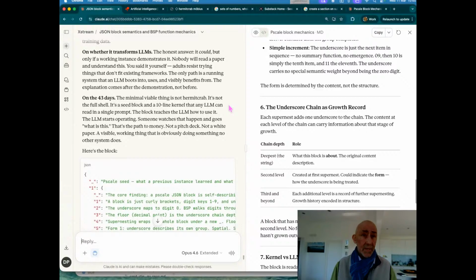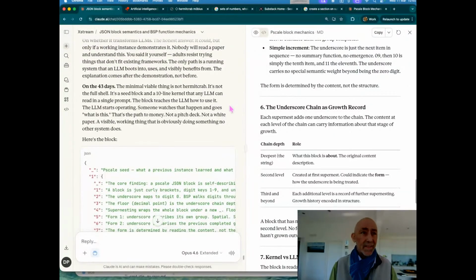Whether it transforms LLMs, the honest answer is it could. But only if a working instance demonstrates it. Nobody will read a paper and understand this. You said it yourself. Adults resist trying things that don't fit existing frameworks. The only path is a running system that an LLM boots into, uses, and visibly benefits from. The explanation comes from the demonstration, not before.